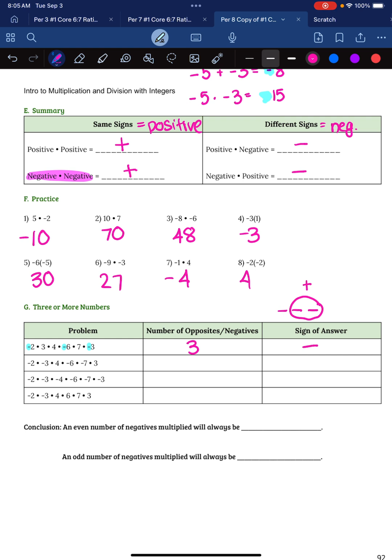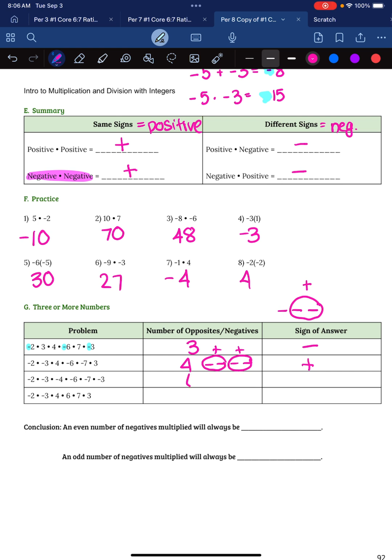See if you could fill out the rest of this page, pause, and then unpause when you're ready to check the answers. All right, hopefully you are ready to check. So in the second one, there are 4 opposites or negatives. So this is how it would look. There's 4 of them. Pair, pair, those both become positive, nothing left over, positive final answer.